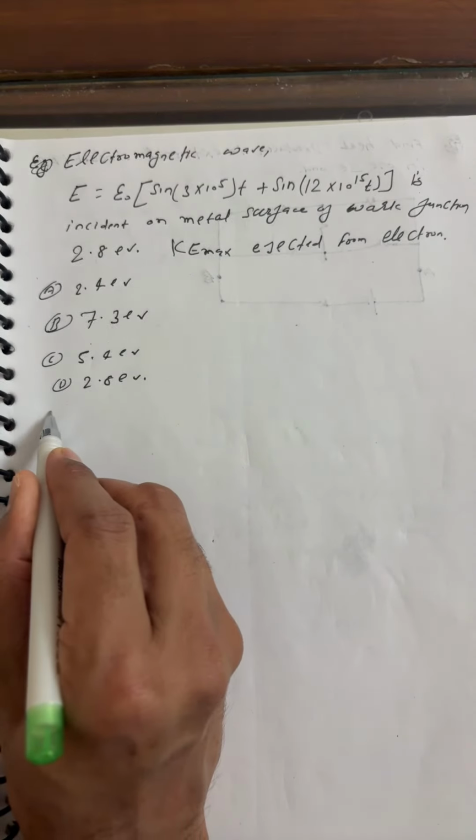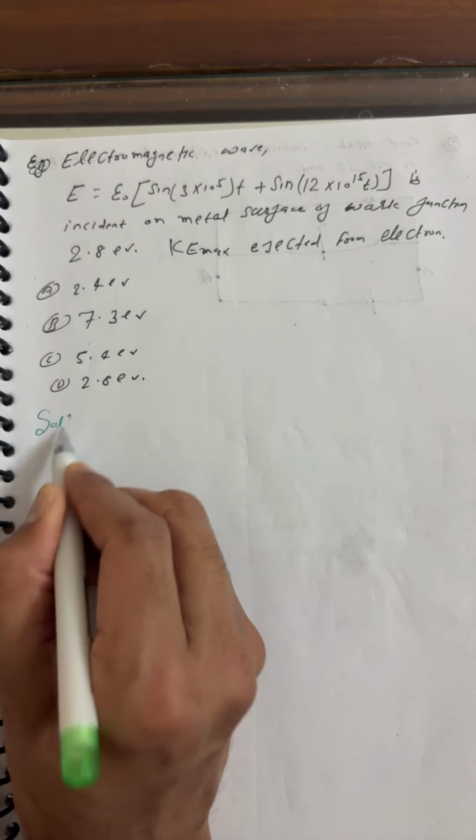An electromagnetic wave, E is equal to E naught sine of 3 into 10 to the power 5 t plus sine of 12 into 10 to the power 15 t, is incident on a metal surface of work function 2.8 electron volt. Find the maximum kinetic energy of the ejected electron. It's a very common format of question. So have a look, students, everyone.